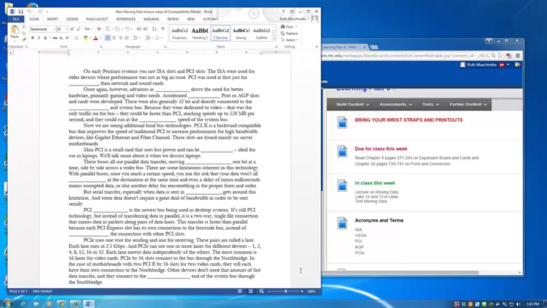PCI-X is a backward compatible bus that improves the speed of traditional PCI to increase performance for high bandwidth devices like Gigabit Ethernet and Fiber Channel. These are found mainly on server motherboards. Mini PCI is a small card that uses less power and can lie flat. This makes it ideal for use in laptops, and we'll talk more about Mini PCI when we look at laptops.